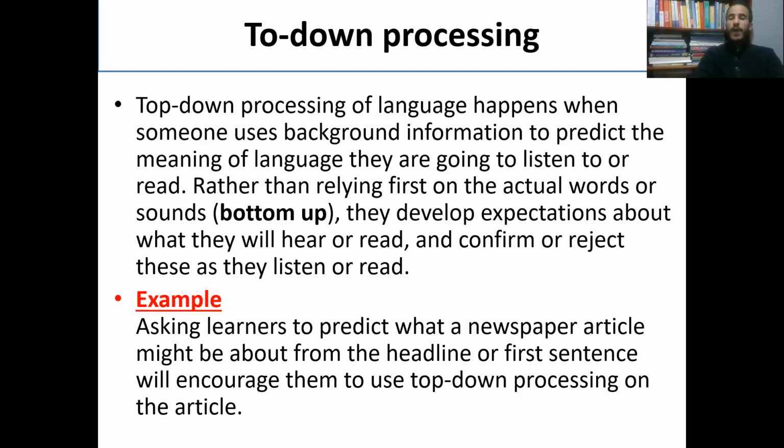Top down is in the beginning of the lesson, which means you have the text, but you don't show the text. You just tell them to read the title and guess what the text will be about. This is top down. Or you show them some pictures. Can you look at the pictures and think with your partner what the text will be about? Or read the first sentence and guess what the text will be about. This is the top down.